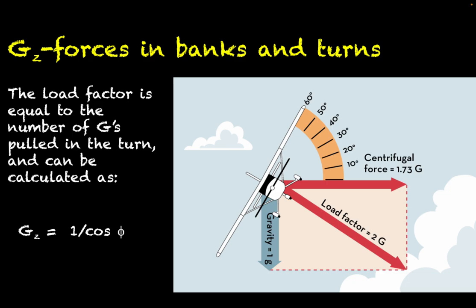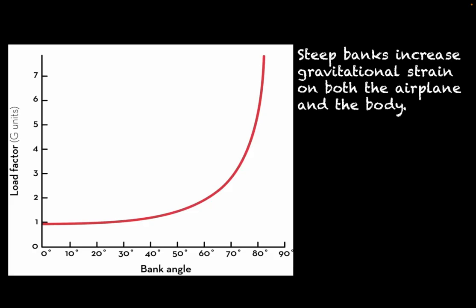So you can actually calculate the amount of gravitational force being placed on you through this equation here. The GZ force is equal to 1 divided by the cosine of the bank angle. Now, certainly we're not going to turn this into a math class, but you can see here that at a 60-degree bank angle, that produces a GZ force of 2. So if you're banking 60 degrees and maintaining level flight, you can be assured that you are pulling 2 Gs.